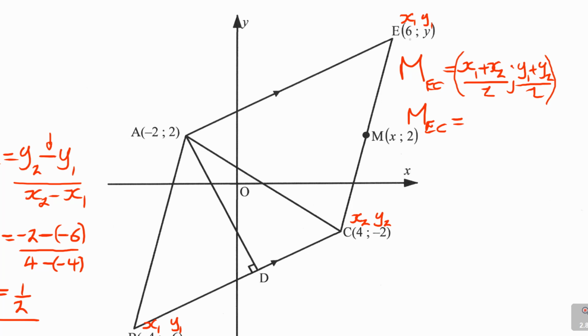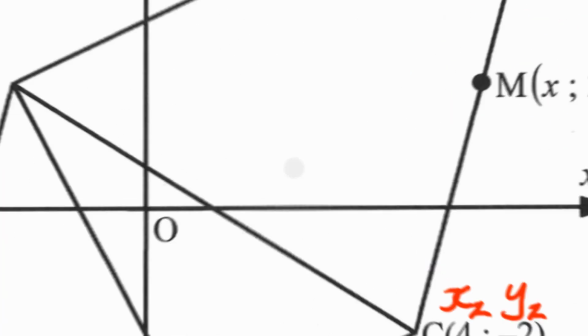You can see it's 6. See that? That's my x1, which is 6, plus x2 is 4. I divide that by 2. Am I getting that? And then I've got the formula for the y coordinate. It's y1, which is y, plus y2, which is negative 2, over 2. So this is the actual midpoint.